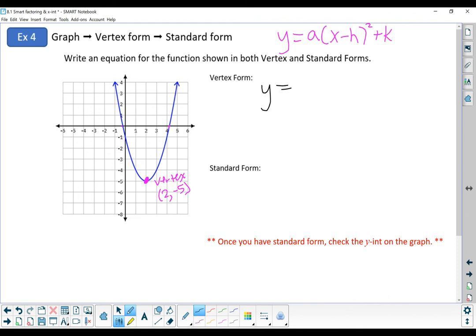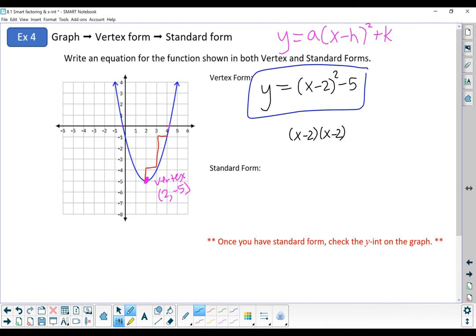So our stretch on this one is just going up 1, up 3, up 5, like our normal parabola pattern. So we could put a 1 for a, or we can just leave that blank. X minus 2 squared minus 5. So that gives us our vertex form of our parabola. To get standard form, we need to multiply this out. So remember that we talked about that squaring means to times it by itself. So we're going to times that x minus 2 by itself. But then don't forget, we also have this minus 5 at the end.